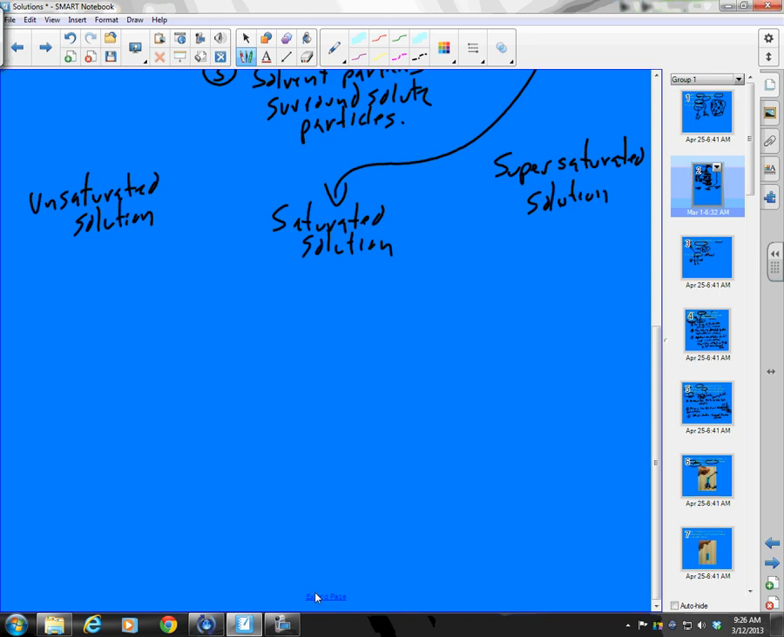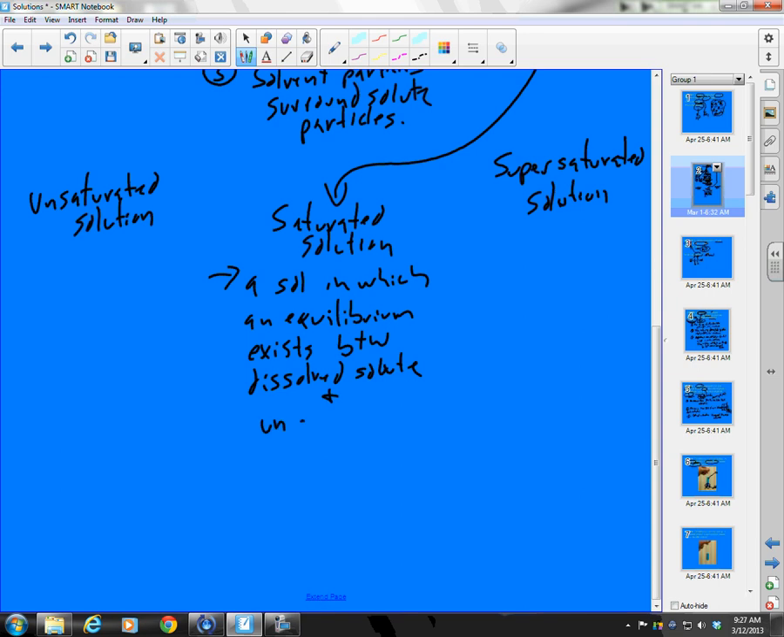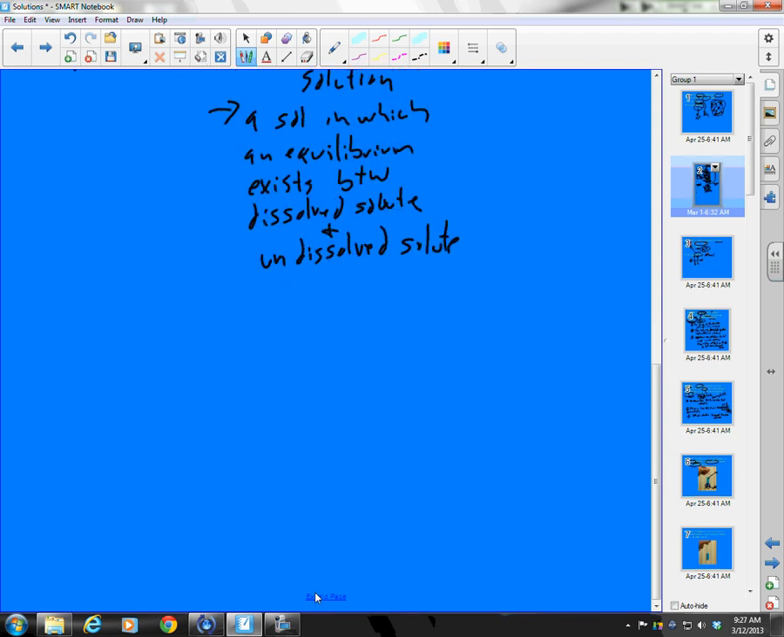Let's start with a saturated solution. Here's my definition of a saturated solution. This is a solution in which an equilibrium exists between dissolved solute and undissolved solute. Okay, I'm not sure I understand this here.